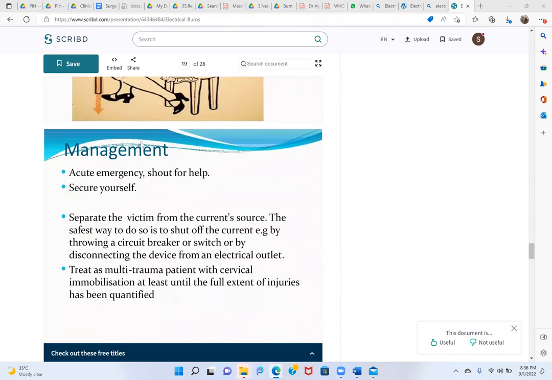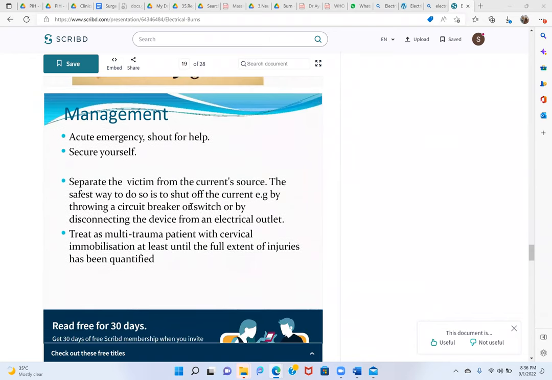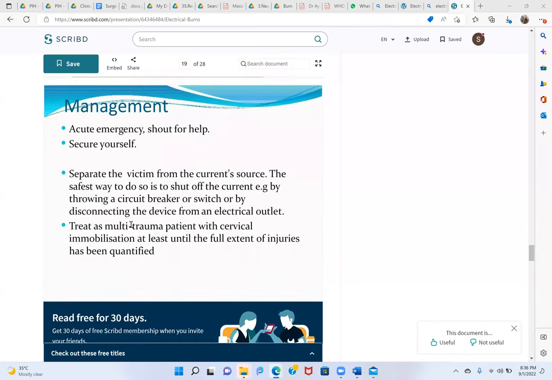Acute emergency: shout for help, secure yourself, separate the victim from the current source. The safest way is to shut off the current, for example, by throwing a circuit breaker or switch, or by disconnecting the device from an electric outlet. Treat as a multi-trauma patient with cervical immobilization, at least until the extent of injuries has been quantified.